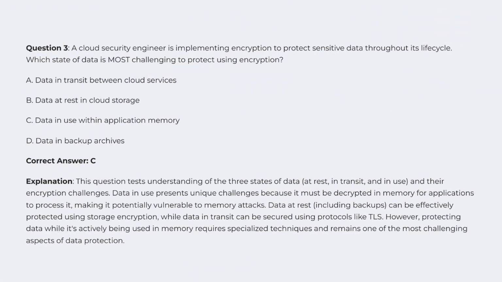Correct answer: C. Explanation. This question tests understanding of the 3 states of data, at rest, in transit, and in use, and their encryption challenges. Data in use presents unique challenges because it must be decrypted in memory for applications to process it, making it potentially vulnerable to memory attacks. Data at rest, including backups, can be effectively protected using storage encryption, while data in transit can be secured using protocols like TLS. However, protecting data while it's actively being used in memory requires specialized techniques and remains one of the most challenging aspects of data protection.